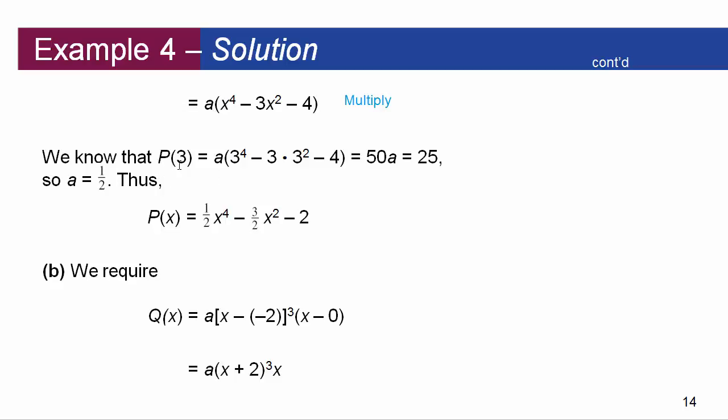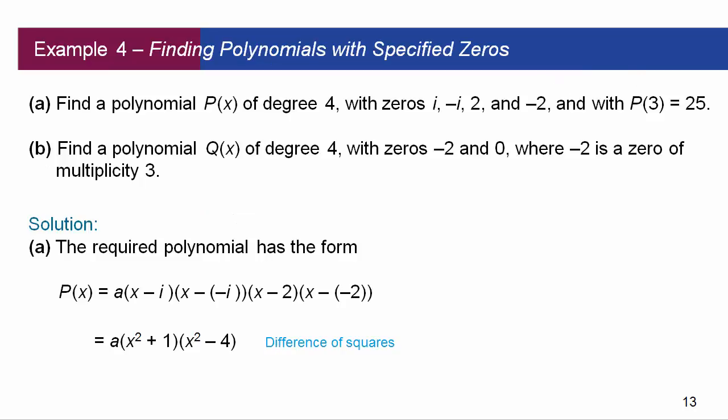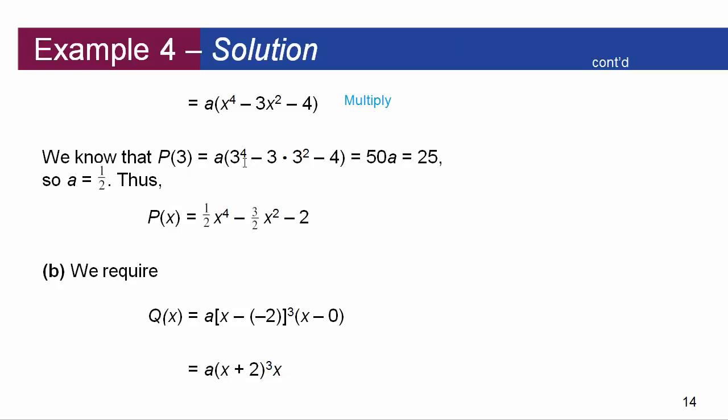And then we know p of 3 has to equal a certain thing, right? It told us p of 3 has to equal 25. So that means if we plug in 3 for our x's, then the answer has to be 25. So we plug in 3 here, 3 here. We do all this work. It comes out to be 50. 50 times a has to equal 25. So we divide both sides by 50. And we get that a has to be 1/2.